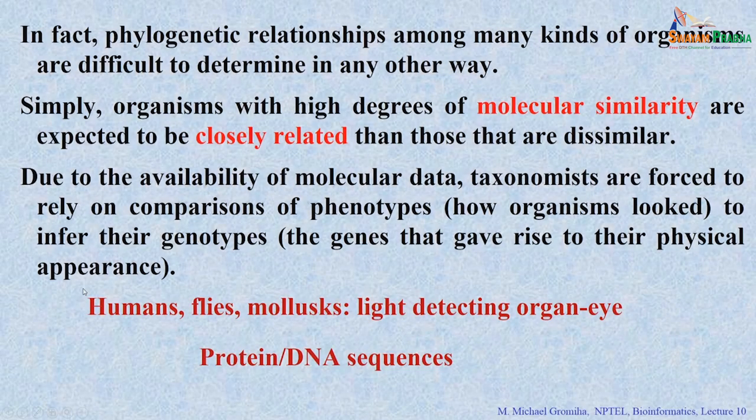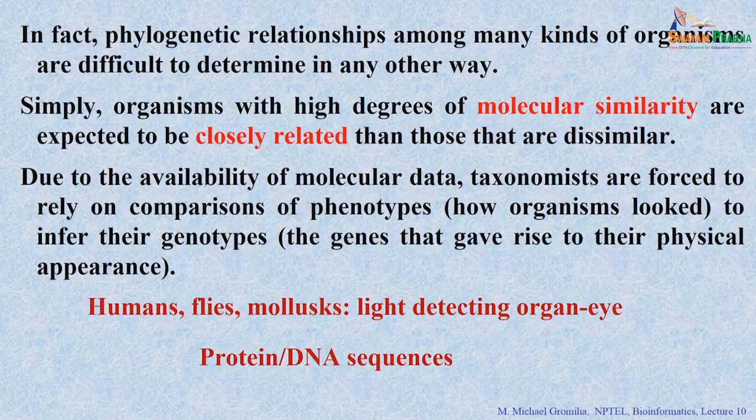Then they try to do this. But when it happens to the various systems, for example, if they take the light detecting organ, the eye, to see the common behavior of these different organisms, then sometimes it fails, as we can see from humans, flies, mollusks, and so on. So then they try to use different types of information to infer the sequences which are similar to each other, the organisms which are similar to each other.